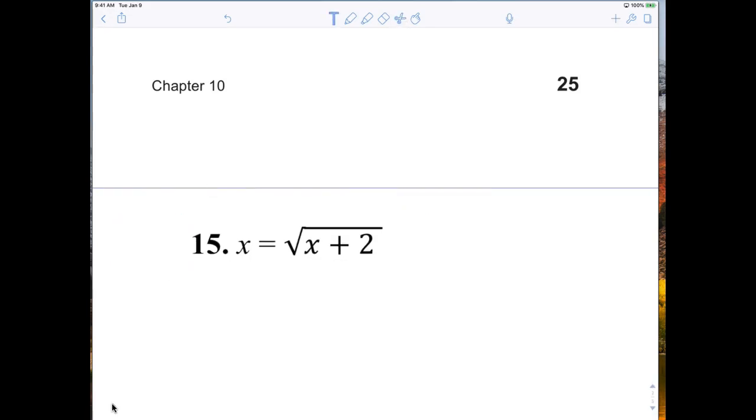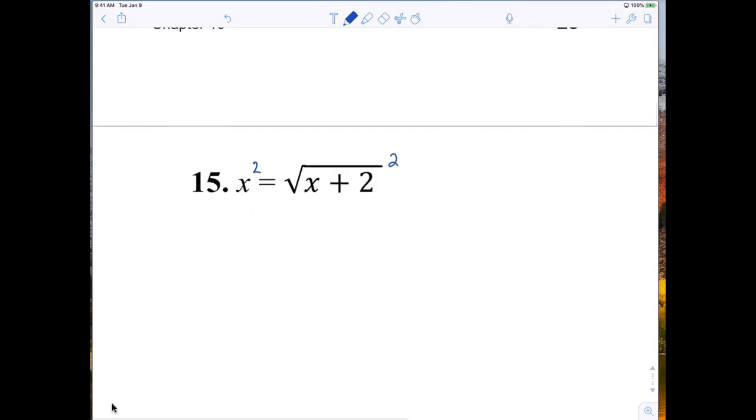All right, what do you think I have to do first? Square. Square both sides. So I want everybody to put a square over here. Now the problem is we have an x squared, which is a quadratic. So I want everybody to be able to tell me that x squared is equal to x plus 2. Is everybody comfortable with that? You guys okay with that so far?